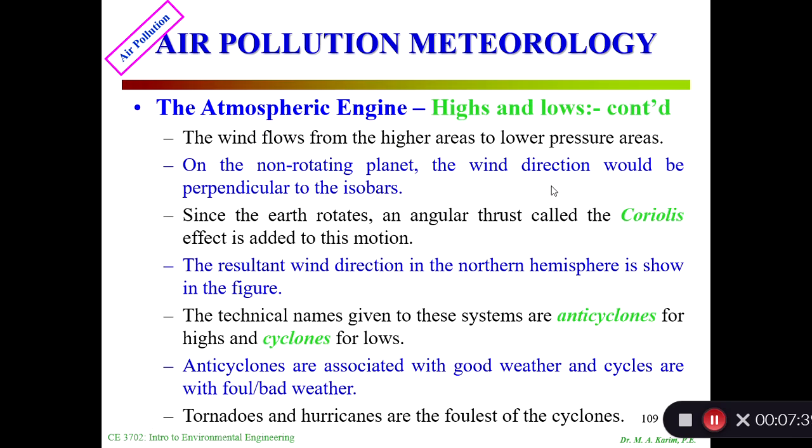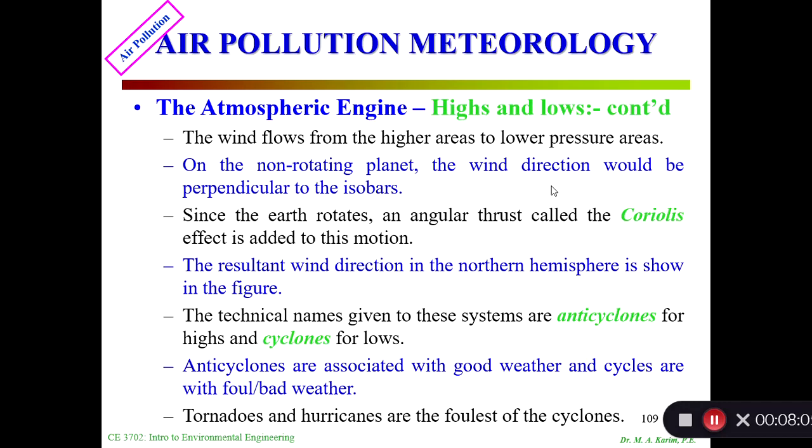So the wind flows from the higher pressure areas to the lower pressure areas, always like that. On a non-rotating planet, the wind direction would be perpendicular to the isobar. But since it is rotating, the angular thrust called the Coriolis effect is added to the motion. I will show you the other one. The technical names given to these systems are anticyclone for the highs and cyclone for the lows.